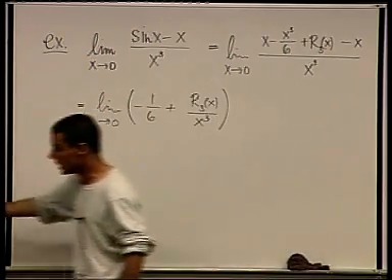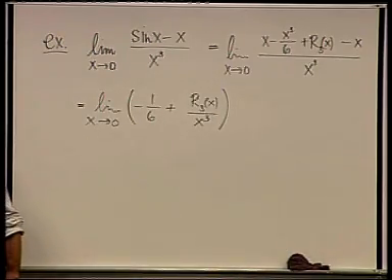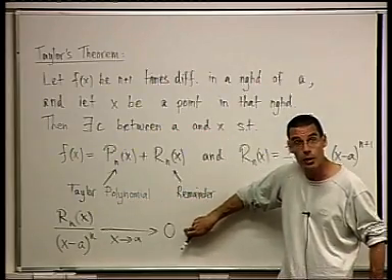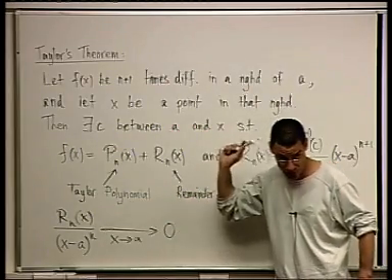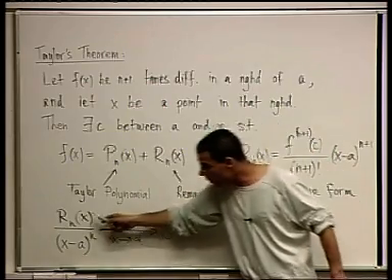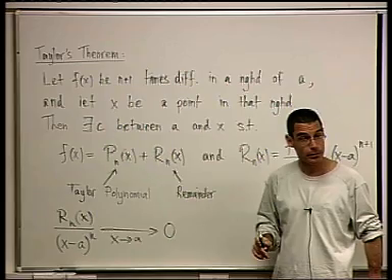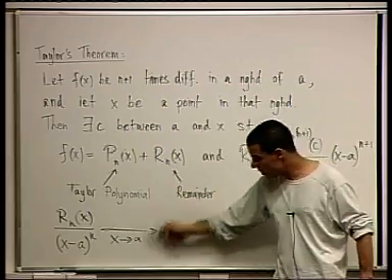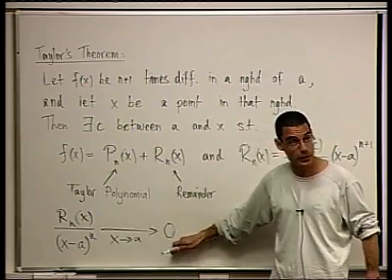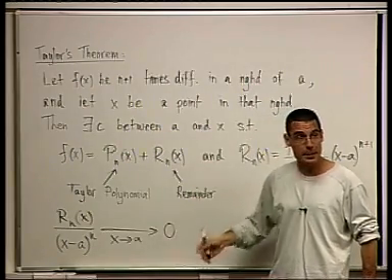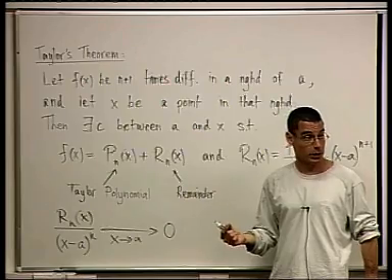Look at this board again. We wrote it down here. The remainder goes to 0 when x goes to a. A is 0 in that example. Even when you divide by x minus a to the power n. So this is something we mentioned last time. This is the more powerful statement about the remainder becoming smaller as you approach the point.